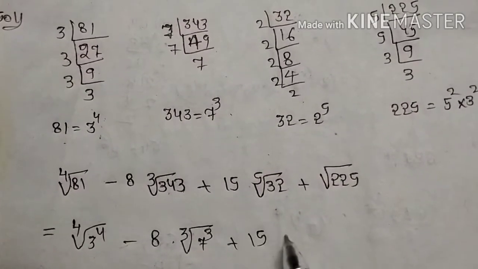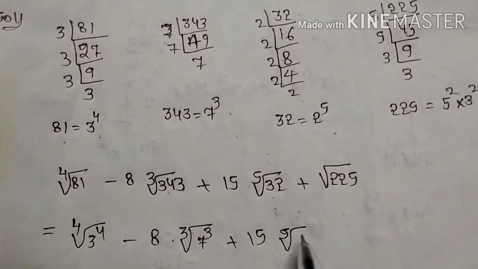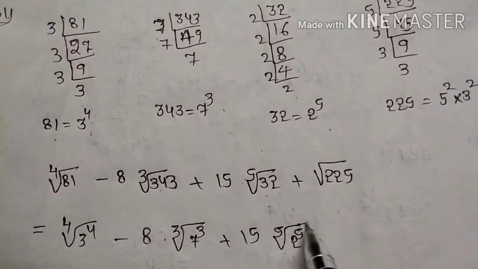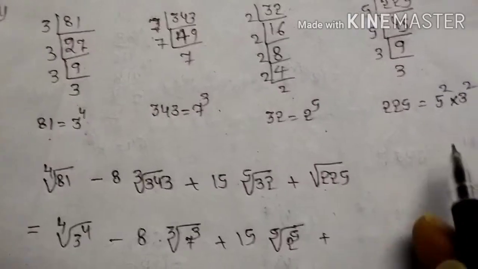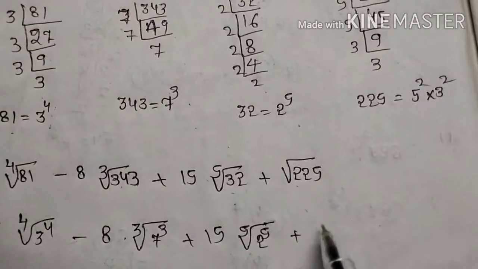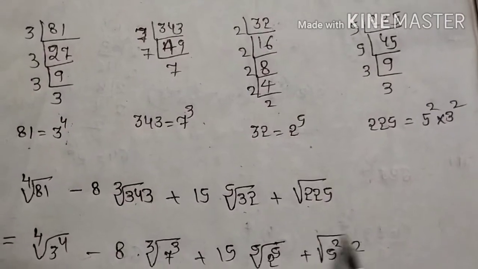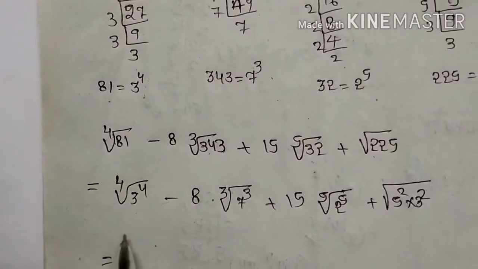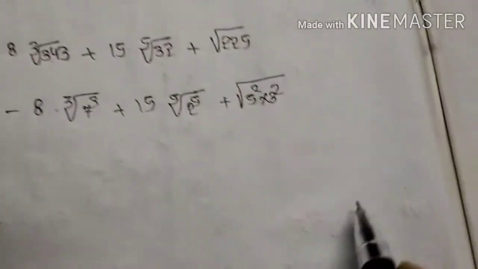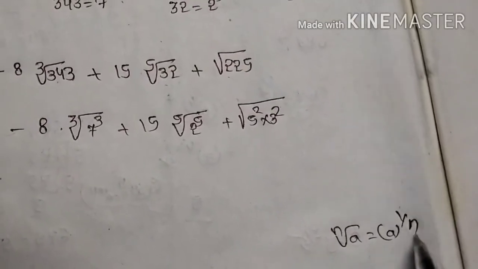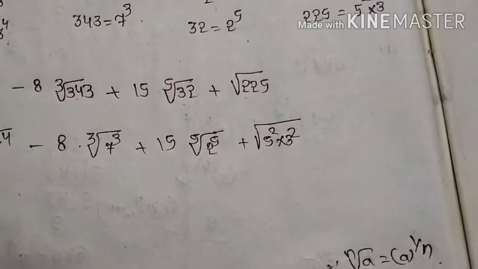Plus 15 into fifth root of 32 can be written as... see here how much value, you can just substitute. Very easiest problems here. Square root 225 can be written as 5 square into 3 square. You can write here square root of 5 square into 3 square. But you know that the nth root of a can be written as a to the power 1 by n. Yes or no? You have studied in the previous one.